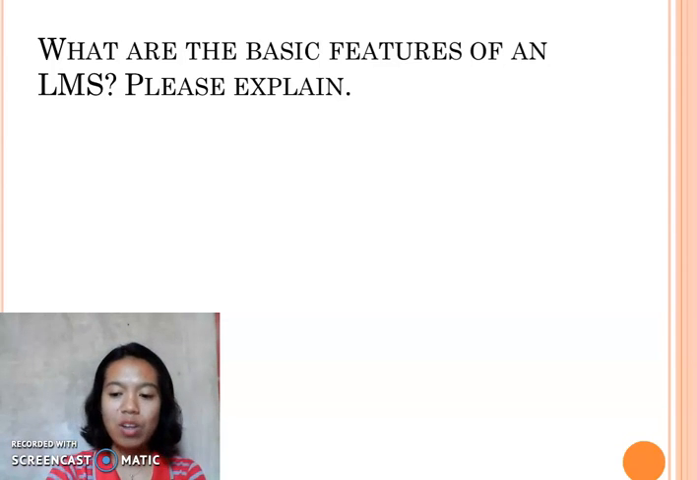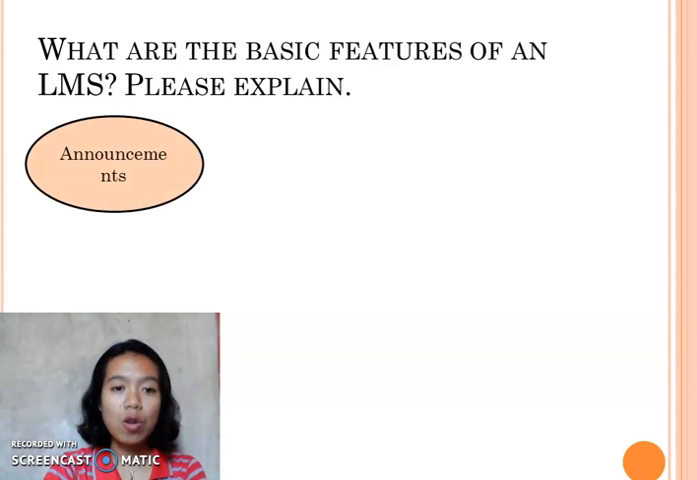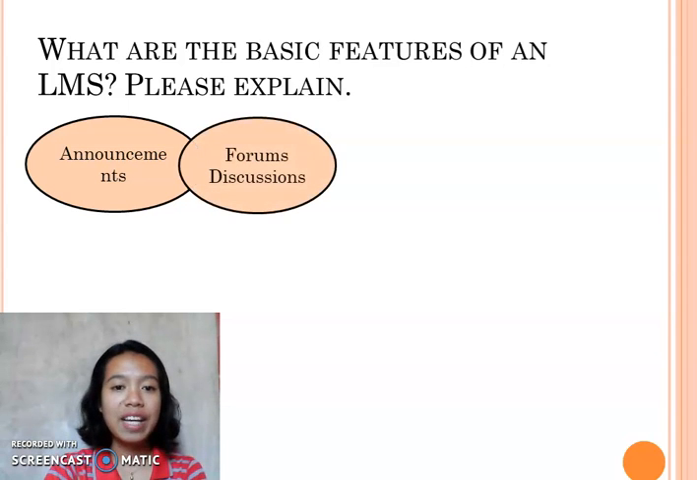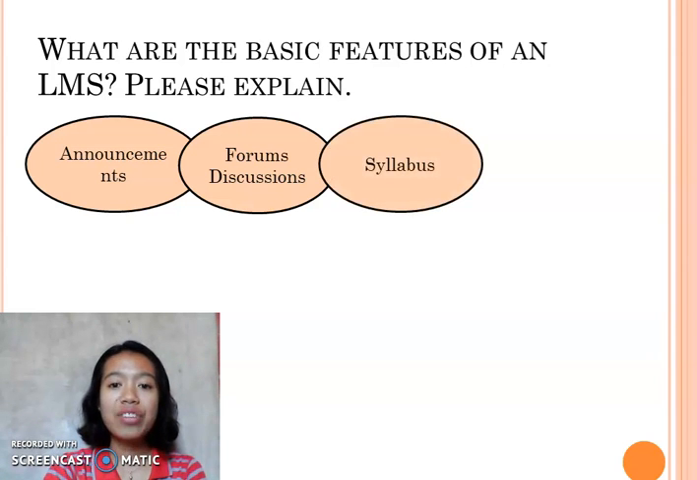And what are the basic features of an LMS? Please explain. Okay, the basic features of an LMS. The first is announcement. Announcement is used to welcome students of the course. The second one is forum discussion. Forum discussion is used to set up the discussion forum. And the third one is syllabus. Syllabus is a basic course information.